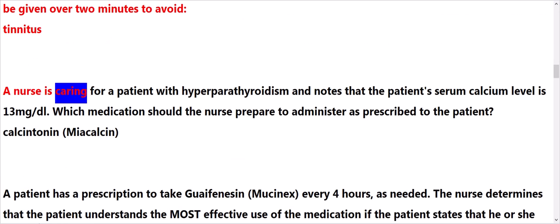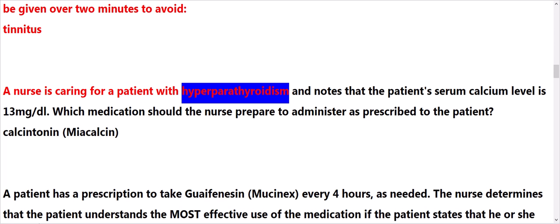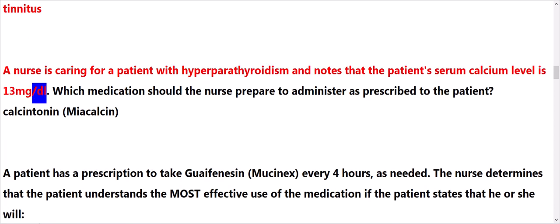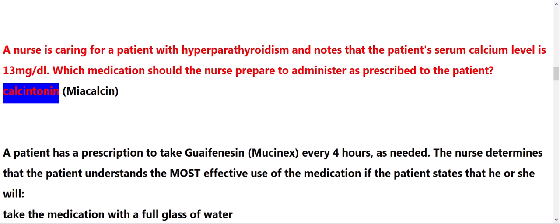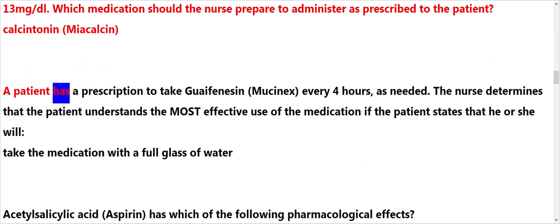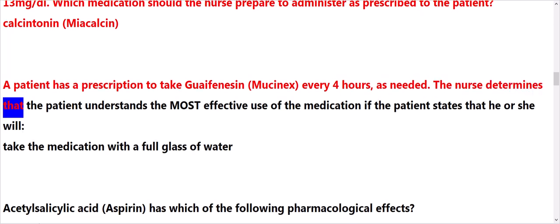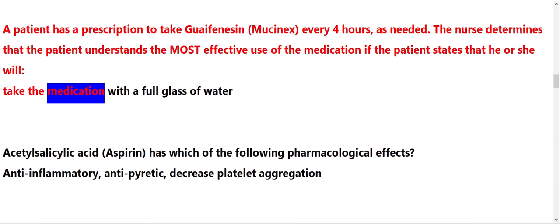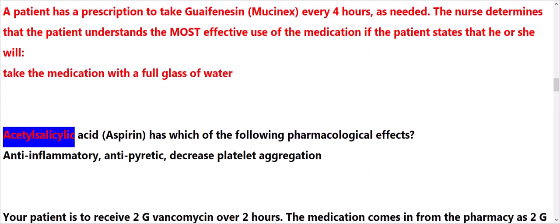A nurse is caring for a patient with hyperparathyroidism and notes that the patient's serum calcium level is 13 mg/dl. Which medication should the nurse prepare to administer as prescribed to the patient? Calcitonin, Miacalcin. A patient has a prescription to take guaifenesin, Mucinex, every 4 hours as needed. The nurse determines that the patient understands the most effective use of the medication if the patient states that he or she will take the medication with a full glass of water.